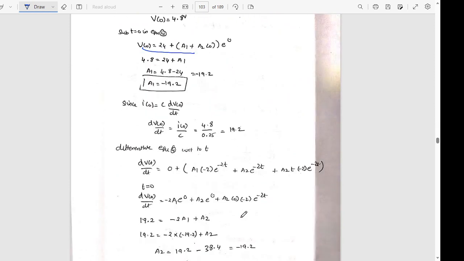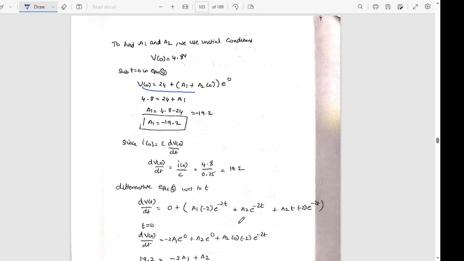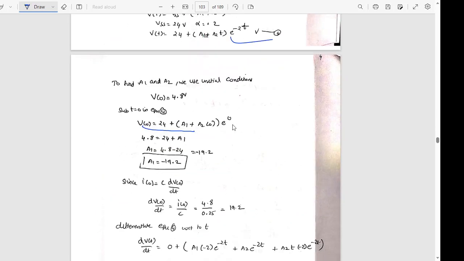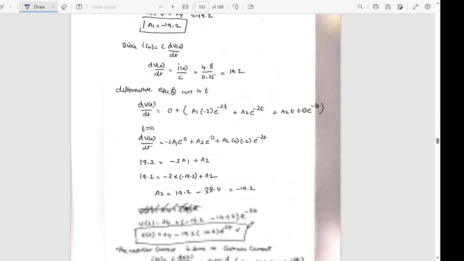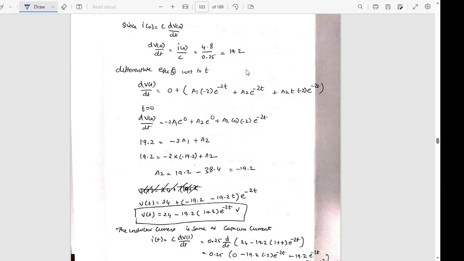Now differentiate the equation which we got with respect to t. Once you differentiate it, you will be getting dV of 0 by dt. In this equation, substitute t equal to 0 and find what is A2. And substitute the A1 and A2 in the equation, so that V of t is obtained. V of t is equal to 24 minus 19.2 times (1 plus t) e power minus 2t volt.